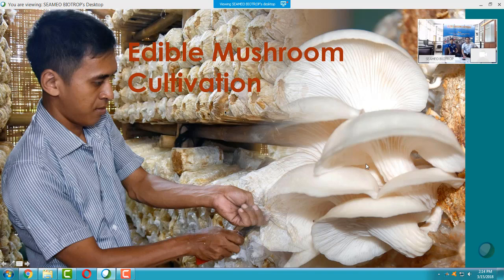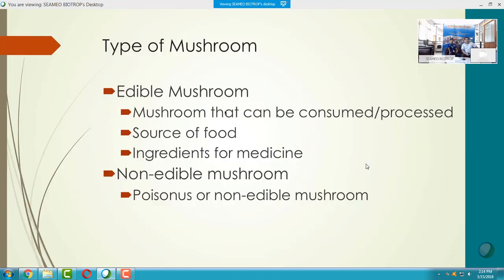First things first, we will talk about the types of mushroom. In general, there are 2 types of mushroom that we know. The first one is the edible mushroom. Examples of edible mushroom are oyster mushroom, ear mushroom, straw mushroom, and shiitake. The edible mushroom is the mushroom that, of course, can be consumed or processed into other products safely, and it can become a source of food, and even an ingredient for medicine.